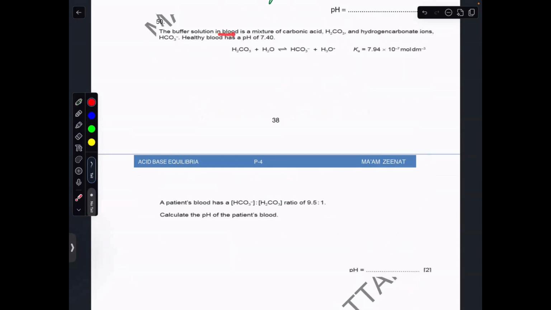The buffer solution in blood is a mixture of carbonic acid and hydrogen carbonate ion, and healthy blood has a pH of this. Done, perfect. This is the equation. A patient's blood has a ratio of this. What is the pH? Now, listen. We have the ratio of what? Weak acid and its salt, the conjugate base. We want to find out the pH.